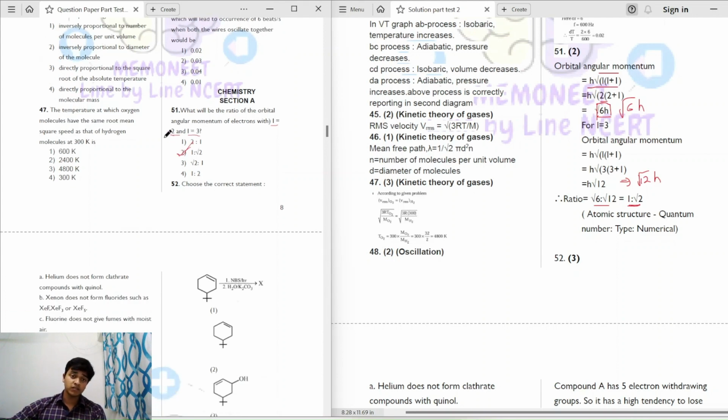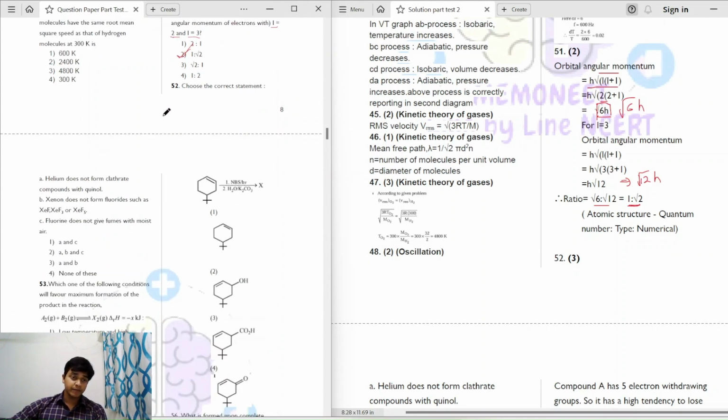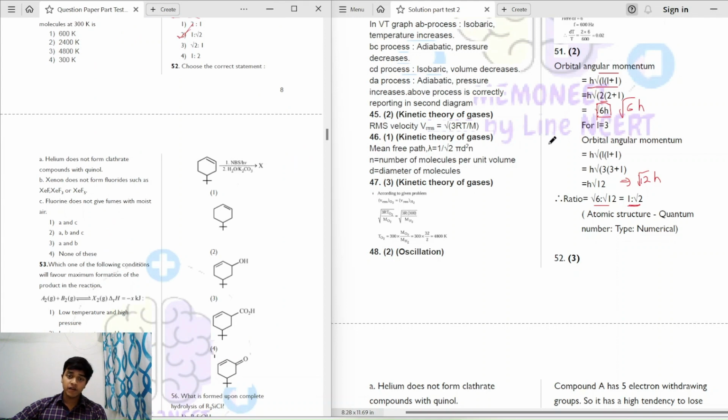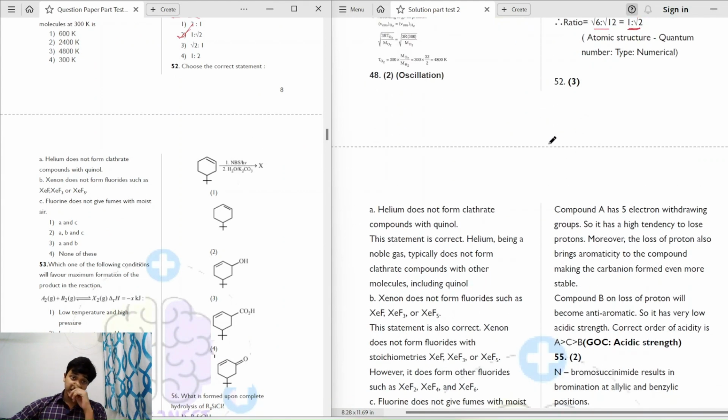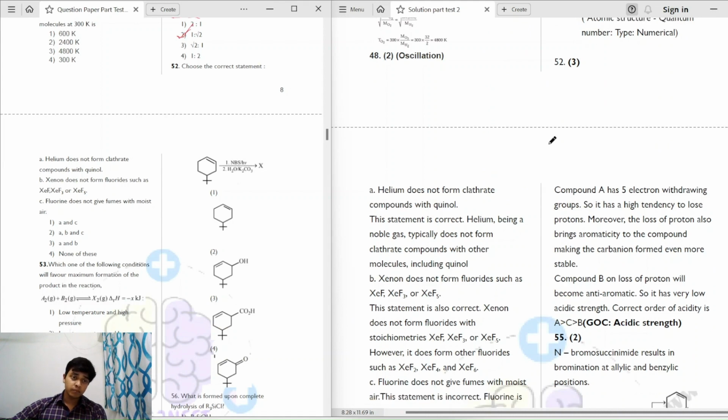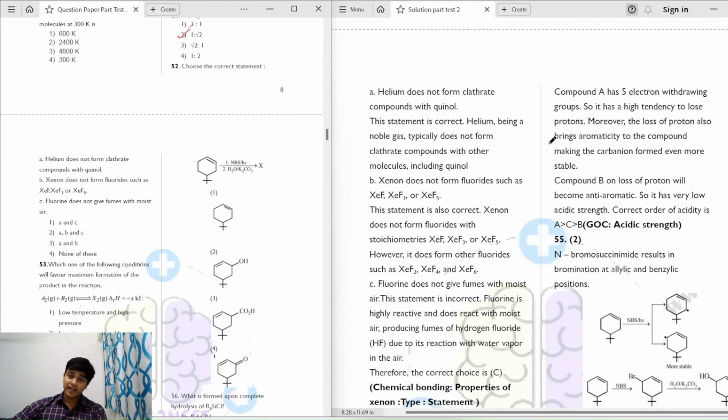Moving on to the next question, we have to choose the correct statement, and we have three statements and we have to tell which of the following statements is correct. Statement A says helium does not form clathrate compounds with quinol. This is a correct statement because, as we know, helium is a noble gas, so it will not react with any compound. It will not form a clathrate compound with any molecule, let alone quinol. So statement A is a correct statement.